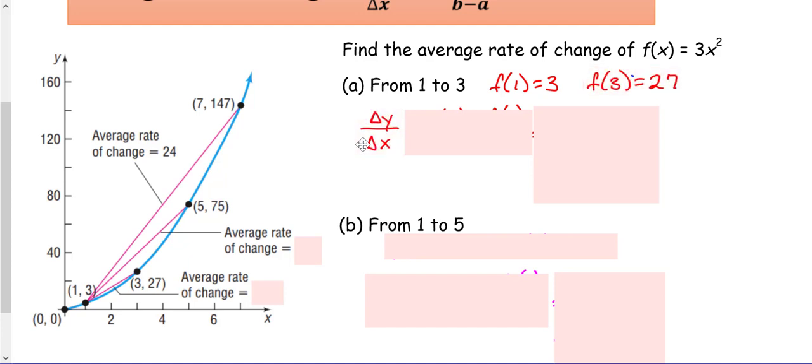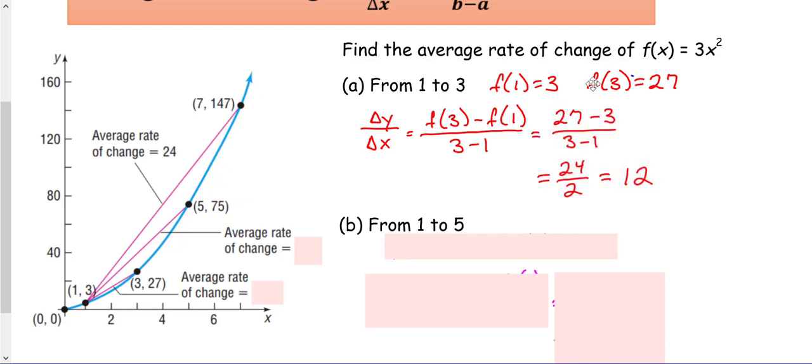And then we take our delta y divided by delta x. Basically, we're subtracting f of 3 minus f of 1, and you put your 3 and your 1 on the bottom. Notice that they match up. Plug in the 27 for f of 3 minus 3 for f of 1, and we end up with a value of 12 as our rate of change.